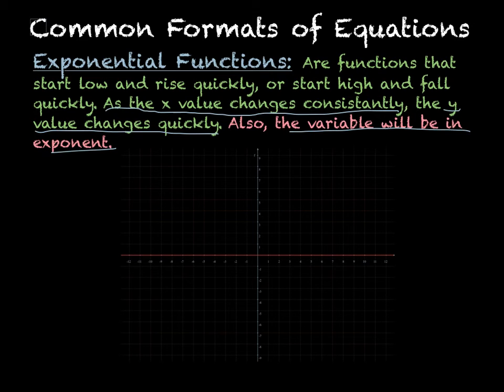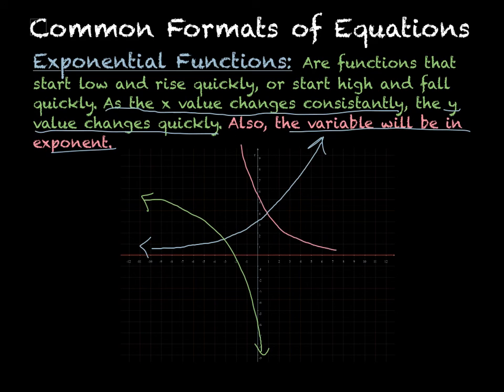Alright, so common exponential functions are going to look like this. Start low and then start to rise very quickly. So it goes lower on one side and then it rises high on the other side. Another possible function would be starting here and then dropping like this. That's another option. Or we could start up here and then drop down like this. These are all exponential functions.